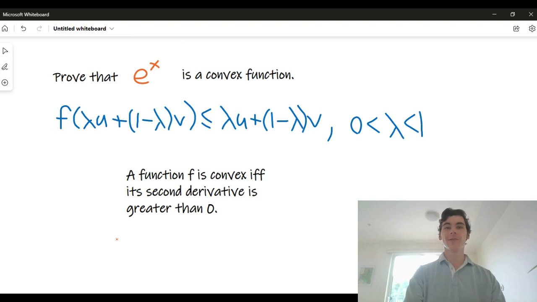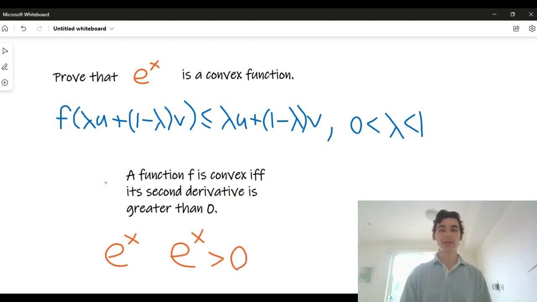In this case, we're just going to note that if I take the second derivative of e to the x, well, what is that? The first derivative of e to the x is e to the x, and then the second derivative of e to the x is e to the x. And it's definitely true that this is greater than 0, so it immediately follows that e to the x is a convex function. So this is a pretty straightforward exercise, and I think it just serves as a good review of the definition of convex functions. And yeah, that's it.